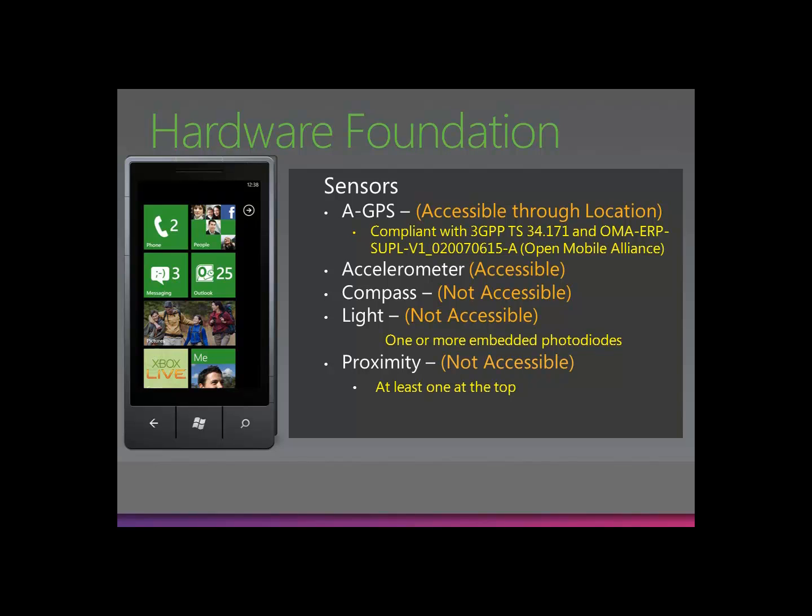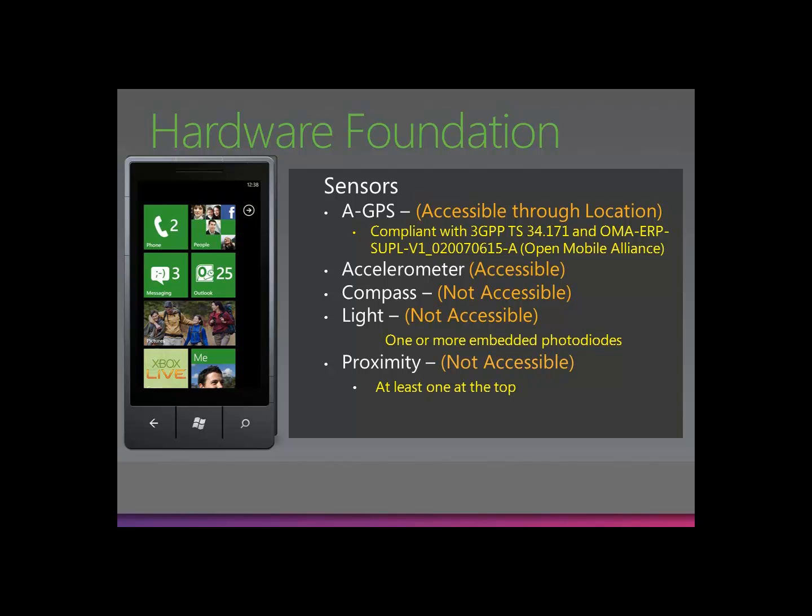It's got to have an accelerometer that has 3 axes. It's got to have a compass. It's got to have a light sensor, at least one embedded photodiode, and it's got to have proximity, at least one at the top. Proximity, for those that don't know what a proximity sensor is, is the thing that turns off the phone when you place it towards your head and brings it back on when you pull it away from your head.